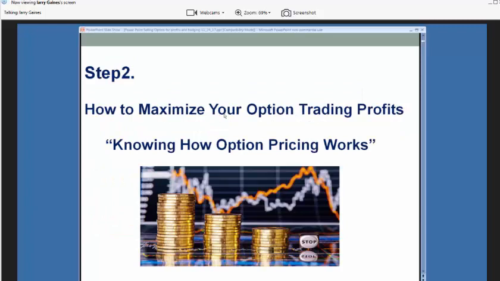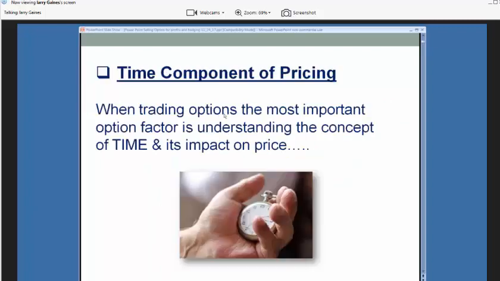So how do you maximize your option trading profits? Well, it's knowing how option pricing works, and that's the first thing we want to look at: what are the key components that go into option pricing, and how do those affect the price of an option? And the biggest component for pricing options in general, period, is time. So when trading options, the most important factor really comes down to understanding the concept of time and the impact that it has on the price of your option.